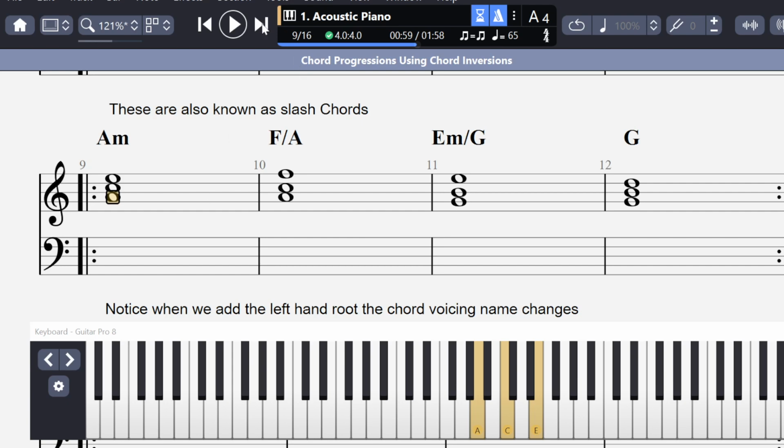You'll see this in a minute, but try and play along with this one. This is a good exercise to try your inversions in a different way. So I'll let this run.